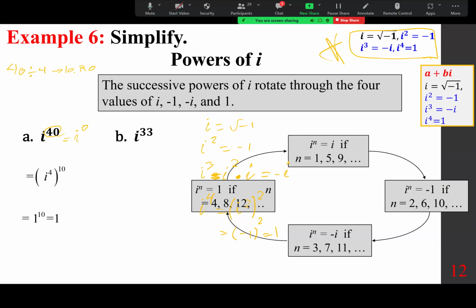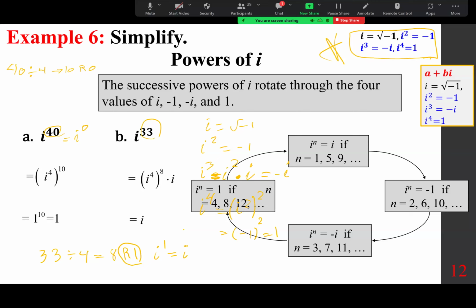I'm going to show you how they might approach part B, and I'm going to show you my way. So 33, the same concept that I said, divisible by 4. When you divide it by 4, you get 8 with the remainder 1. So the answer is i. So I would divide this number, 33, by 4. The answer is 8 with the remainder 1. So the answer is i to the power of 1, which is i. That's all you have to do.